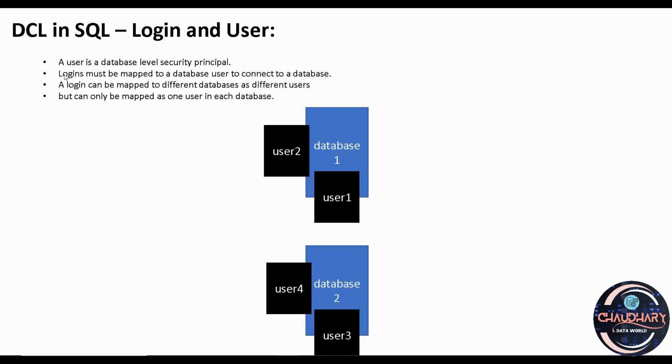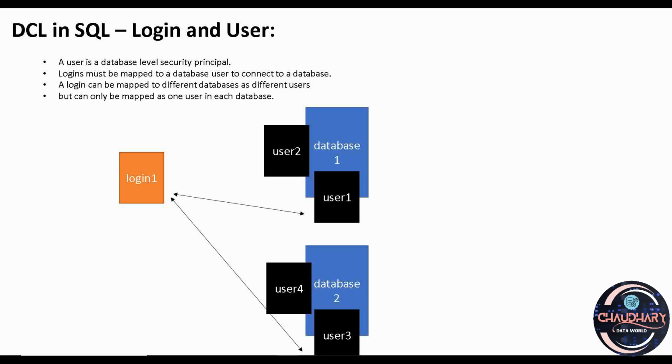Moving ahead with the second point: a login must be mapped to a database user to connect to a database. There should be a login which should be mapped with each user, which will be shown by this diagram. That this is login 1, that there are multiple login credentials. You may assume like this, that there are multiple login credentials.